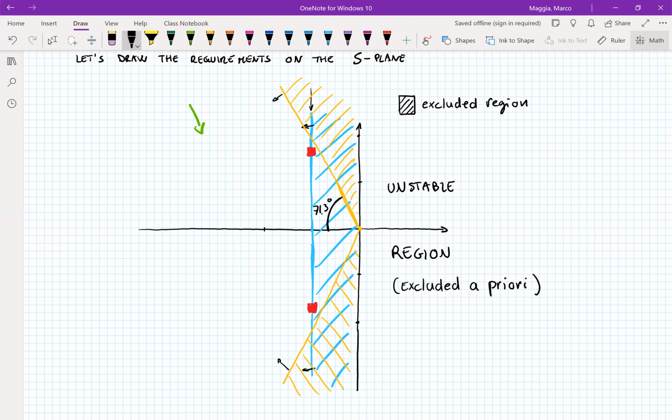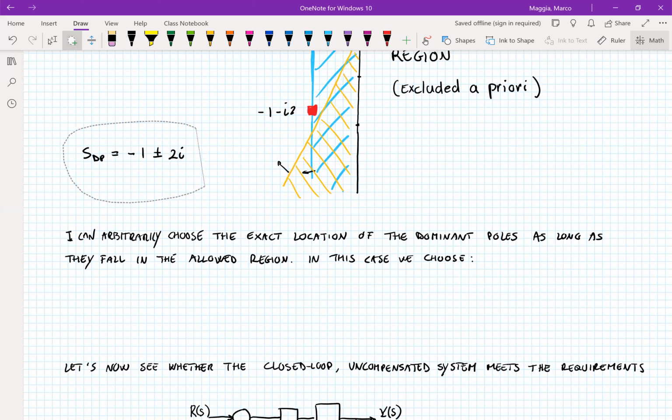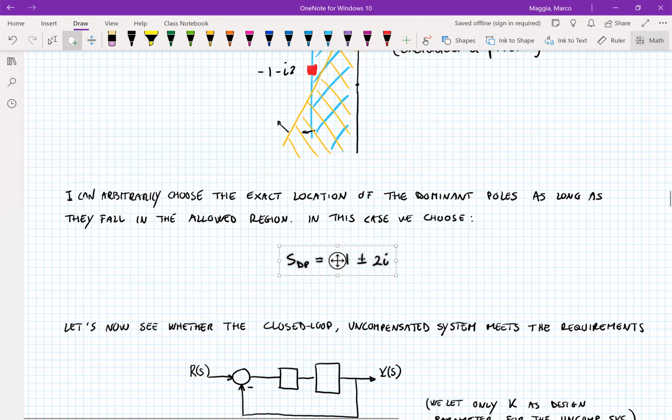I chose them as -1 plus 2i and -1 minus 2i. They lie on the region. And so we can proceed using our dominant poles as -1 plus or minus 2i. All right, very well.